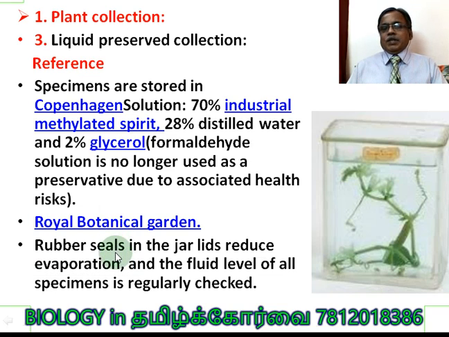Rubber seals are used to cap the bottle, and here you can see a glass lid is used to seal this jar, so that evaporation of the preservative can be prevented. Very clear. And also periodically we have to check the fluid level so that the plant parts are not exposed outside the solution level. Right.